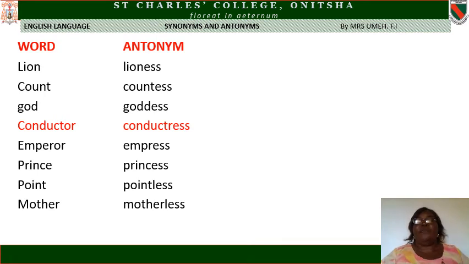Again, we have other examples like lion, you add ess to it, it gives you lioness. God, add dess to it, it gives you goddess. Emperor, you have empress. Prince, princess. Mother, motherless.